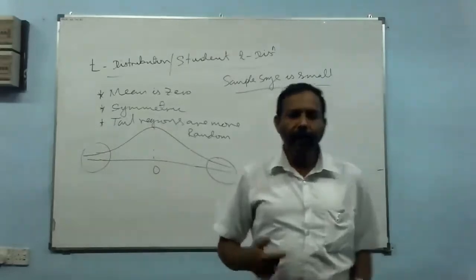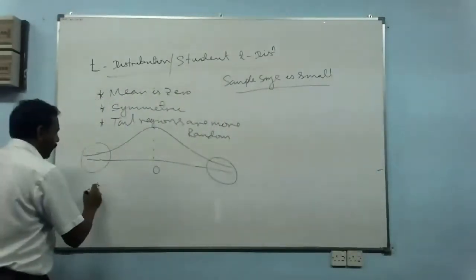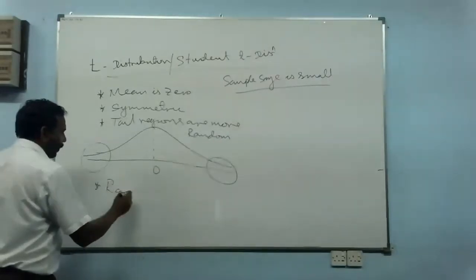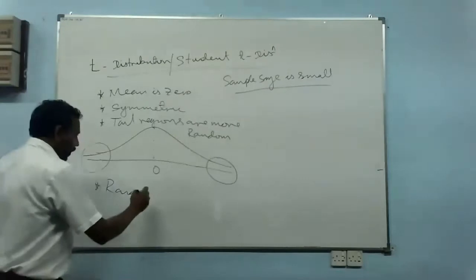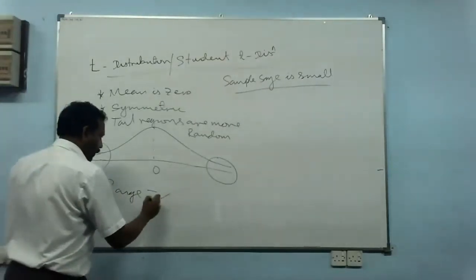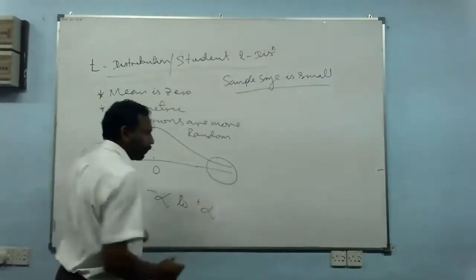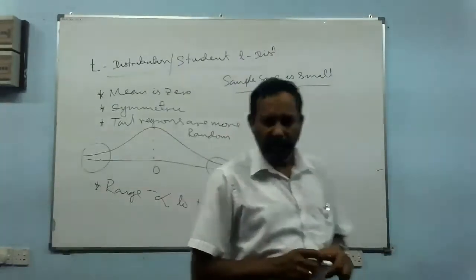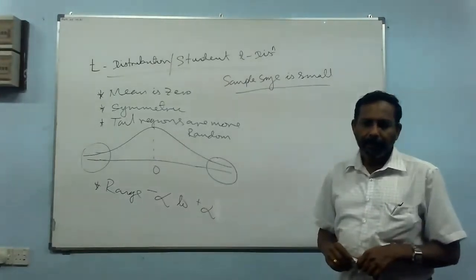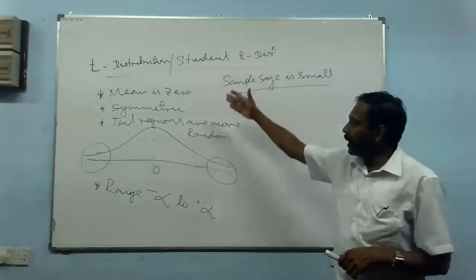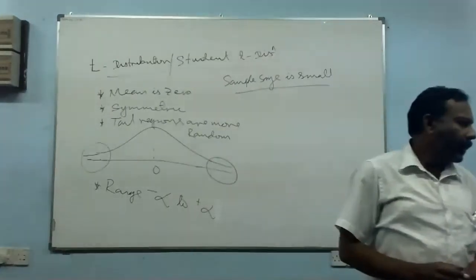One more characteristic, the range of the value. Like in standard normal distribution, the range is from minus infinity to plus infinity. Okay, so these are the characteristics of T distribution.